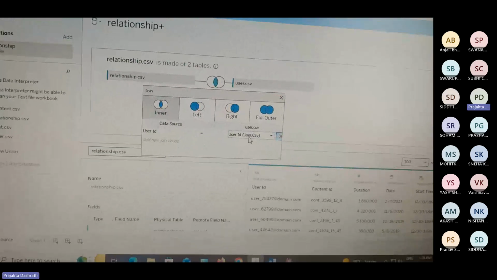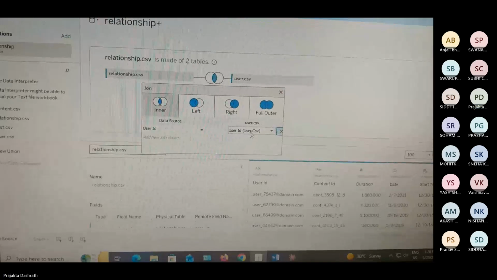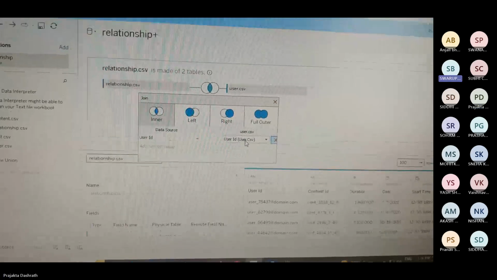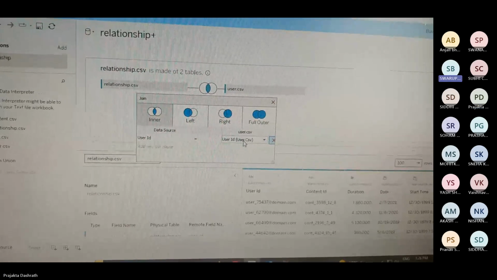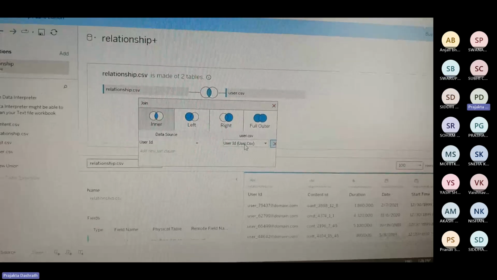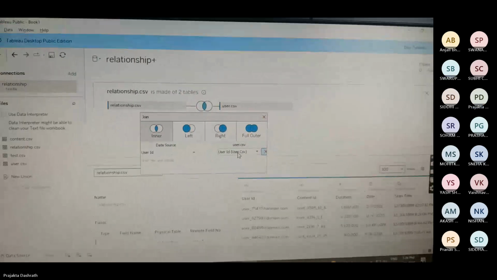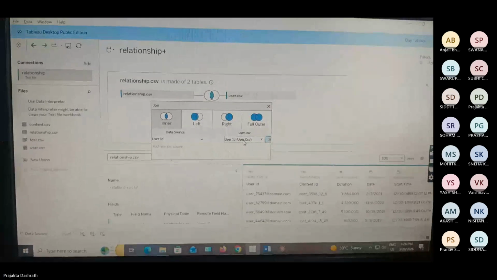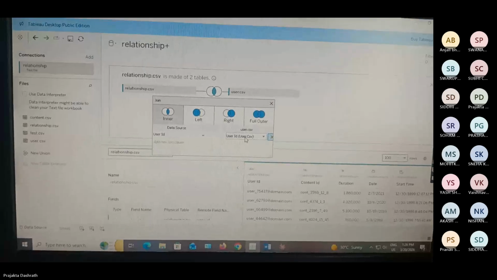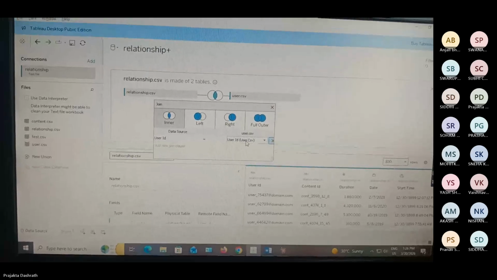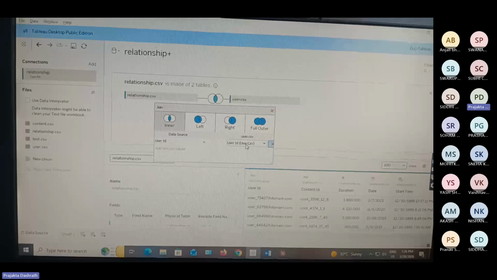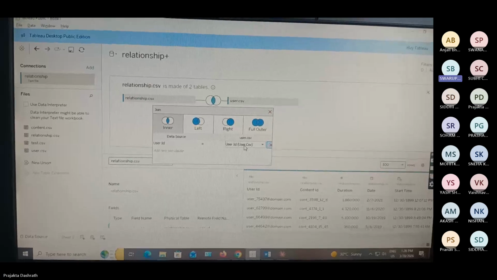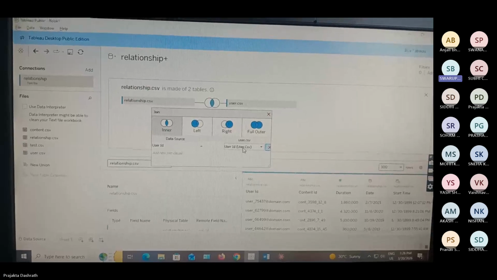I hope the screen is clearly visible. It is a little blurry. Oh. Now, is it clearly visible? No, it is still a little blurry. Move it a bit forward.